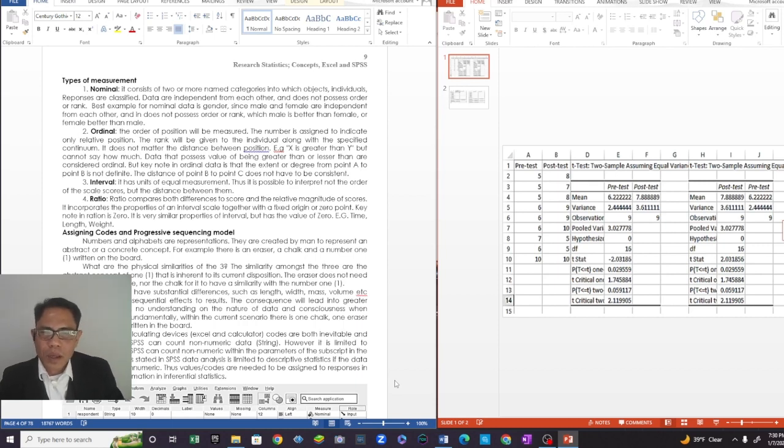So our lesson for today is about types of measurements. There are four types of measurements. First is nominal. It consists of two or more named categories in which objects, individuals, responses are classified. Data are independent from each other and does not possess order or rank. The best example of nominal data is gender, since male and female are independent from each other, and it does not possess order or rank, which male is better than female or female better than male.